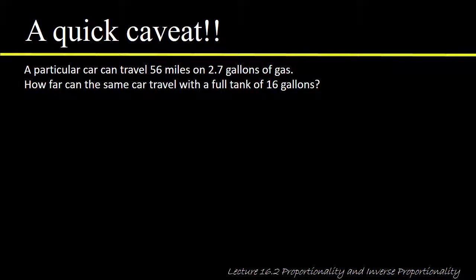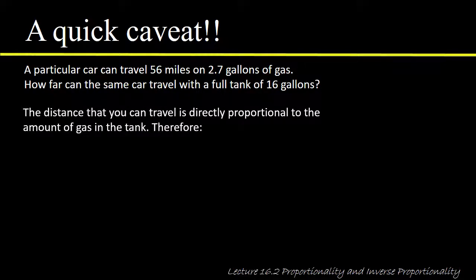All right, a quick caveat, which means a warning, right? A quick warning for direct proportionality. In this problem, we had a car. We're talking about the distance it can travel on a tank of gas. And when we did this, we said the distance you can travel is directly proportional to the amount of gas. And based on that, we came up with this equation. Distance equals k times the amount of gas.